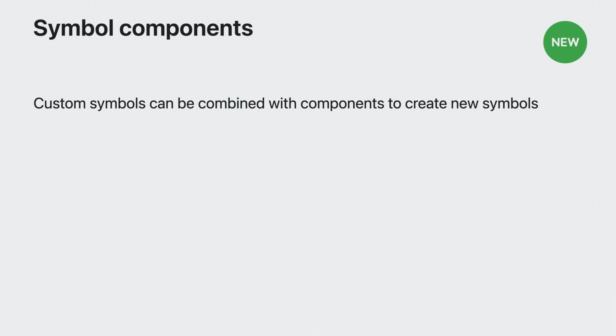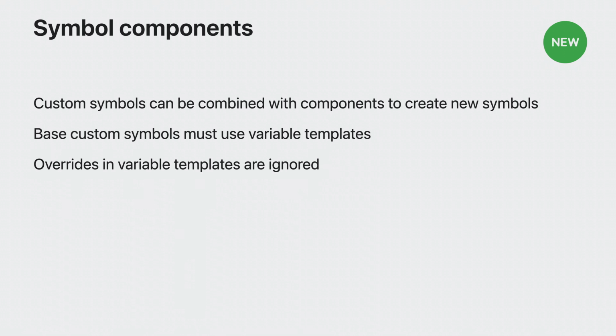They're a fast and easy way to create new symbols based on your existing custom symbols, with behaviors and artwork that match the system-provided SF Symbols repertoire. Remember that symbol components need to work with custom symbols made from variable templates so that they can apply weight compensation if needed. This also means that any overrides of individual variants you might have in your variable template will be ignored when combined with a component.